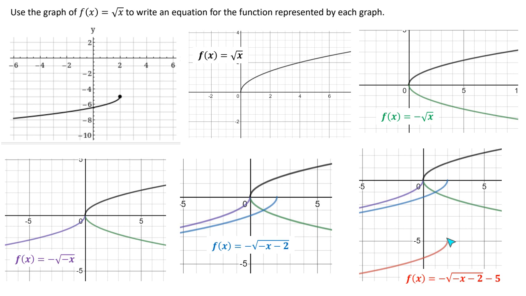And so now my function is down here. And that looks like the one that we had from the beginning. Okay, so your answer would be f of x equals negative square root of -x minus 2 minus 5.